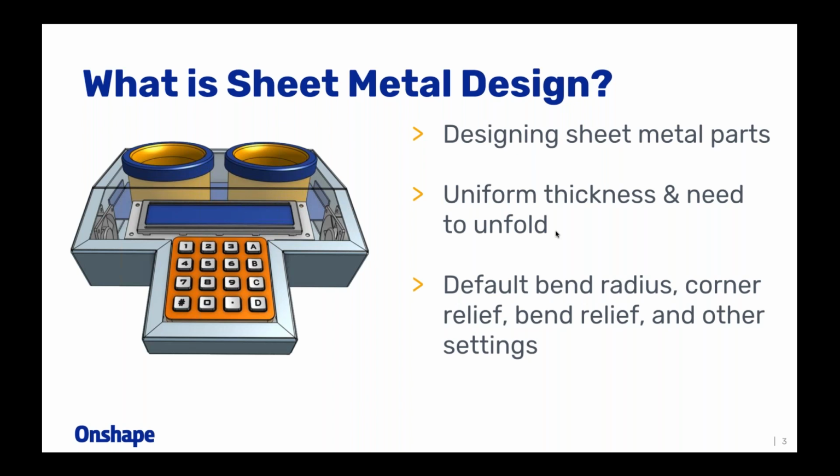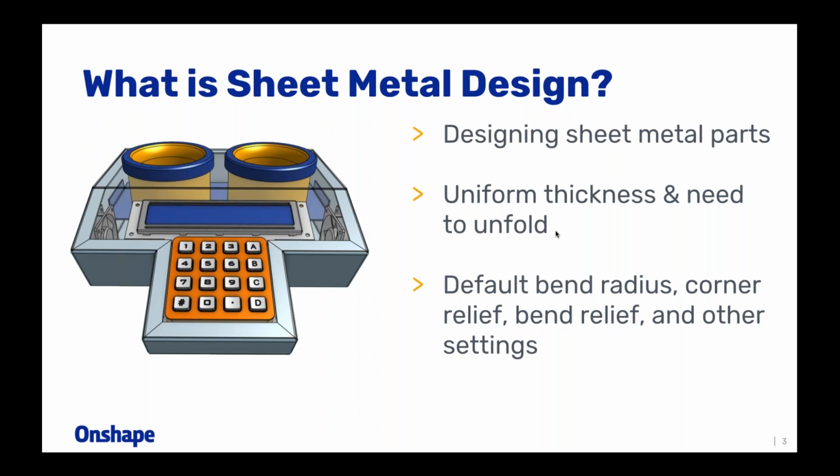And of course, in Onshape, we have all of those sheet metal tools, and we've done them in a really unique way. I'll go over those details in just a bit. But again, uniform thickness and the need to unfold, those are must-haves if you're designing sheet metal parts in 3D. And all professional level CAD systems have these kinds of capabilities to one degree or another. We'll go over this in just a bit.